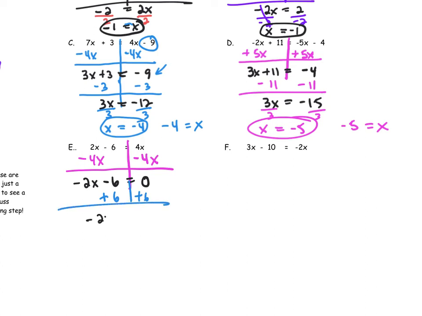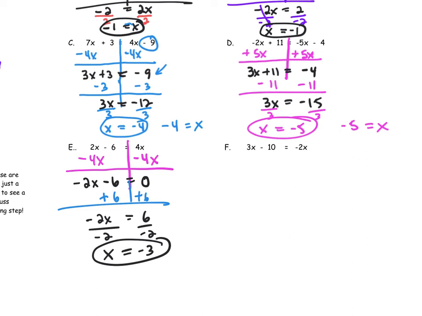So we would have -2x equals now 6. Divide by -2, divide by -2, and x equals -3. So we now know what the answer is. Let's explore another way to do it.